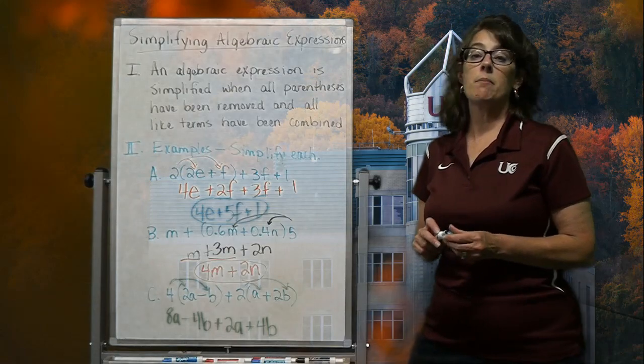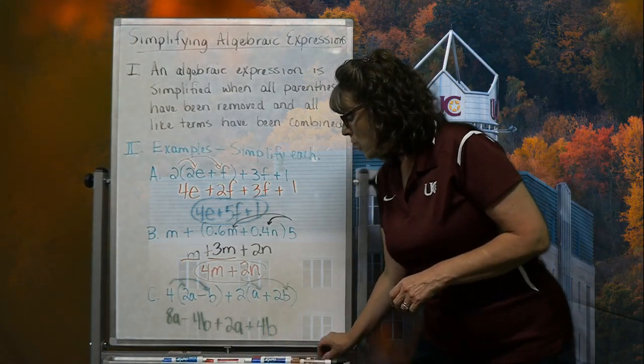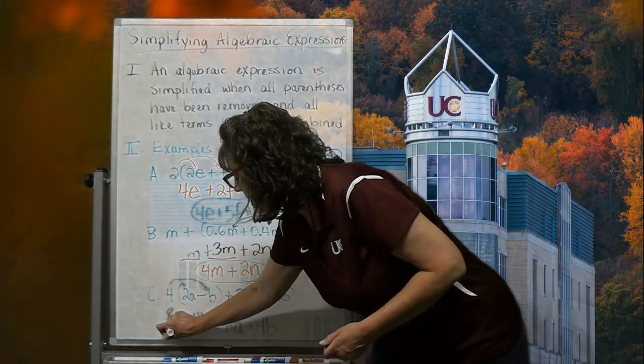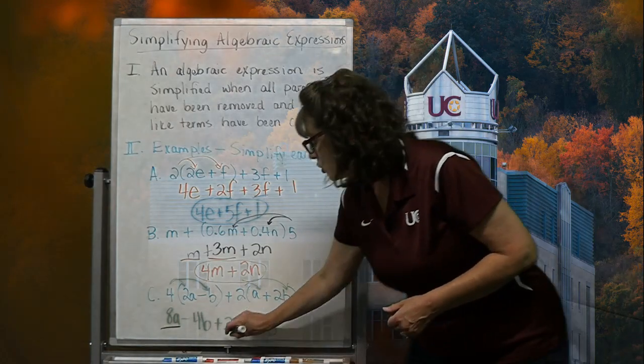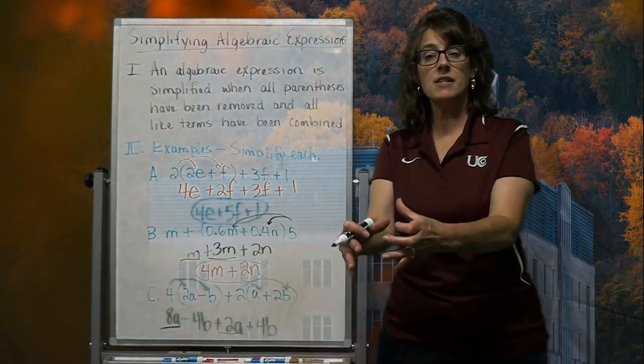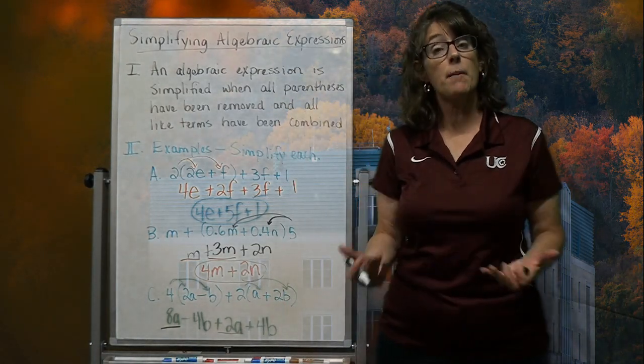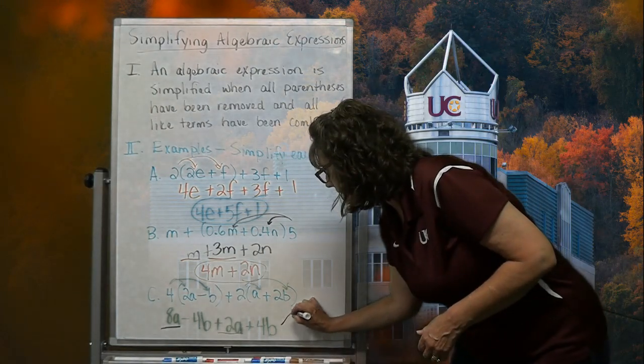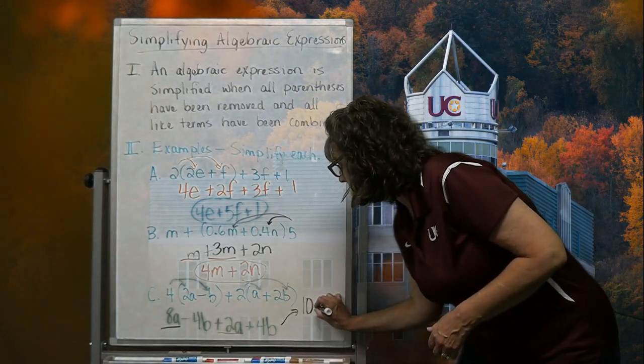And now I'm ready to combine up my like terms. So I've got 8 of these a's in my pile. And I've got 2 of these a's in my pile. So I have 8 of these a's. I'm putting 2 more a's in there. How many a's do I now have? I have 10 of those a's in my pile.